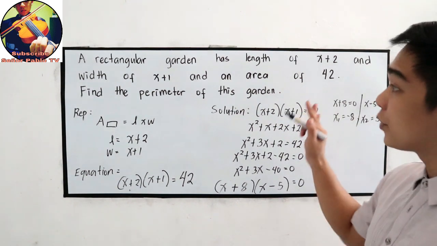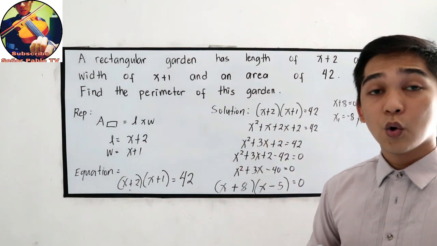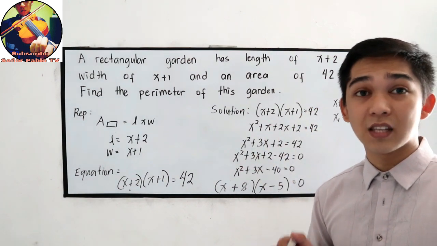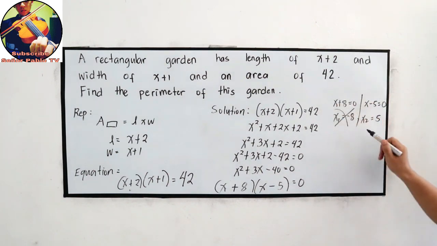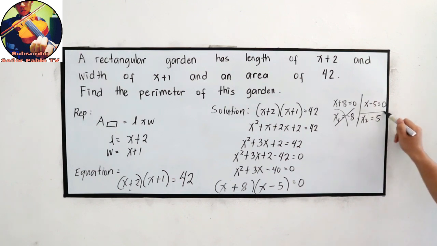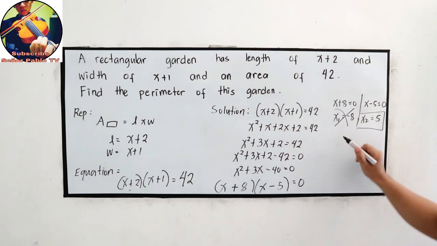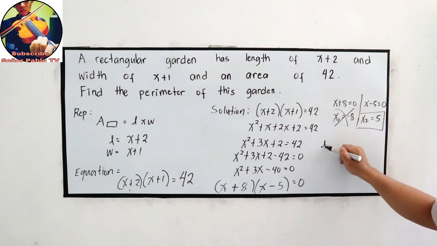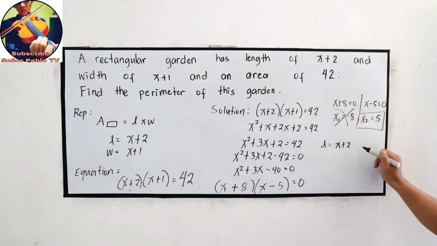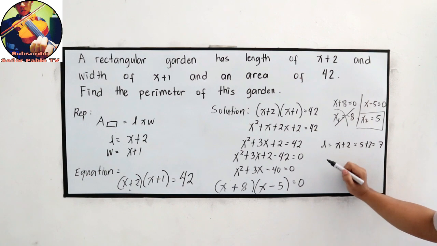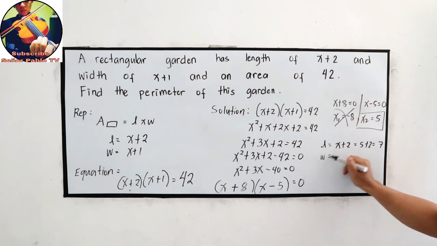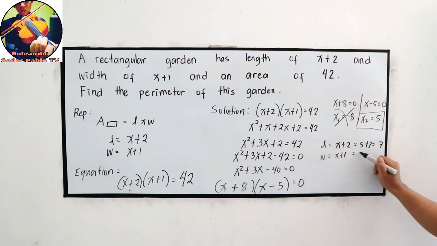Since we are talking about the measurement, we will only consider the positive value. So we will omit negative 8 and consider the positive 5. So our length is x plus 2, so that is equal to 5 plus 2, which is 7. And the other one, with x plus 1, which is 5 plus 1, which is 6.